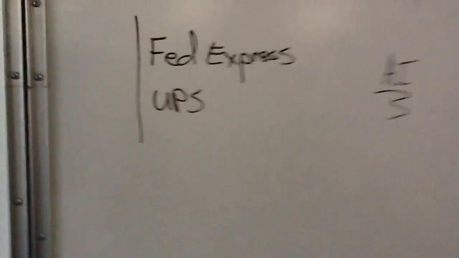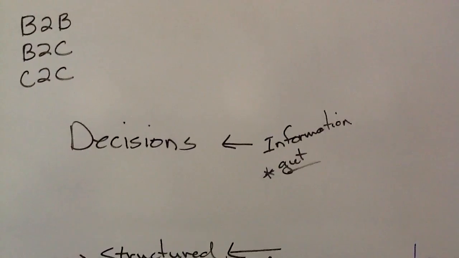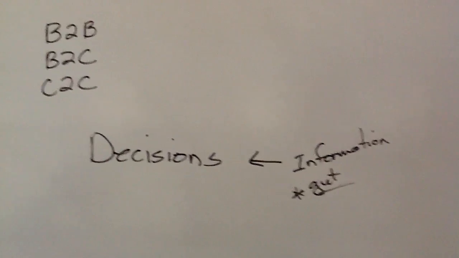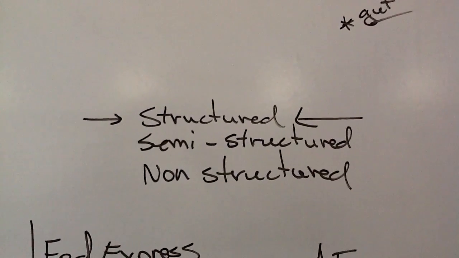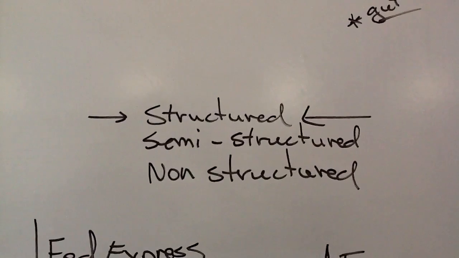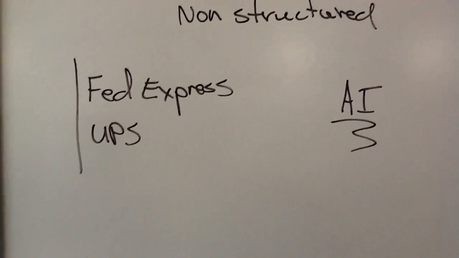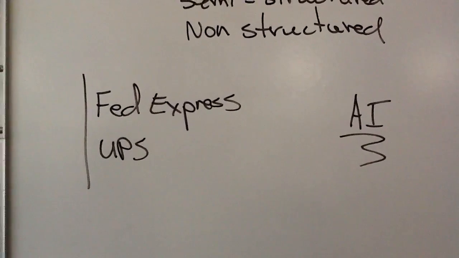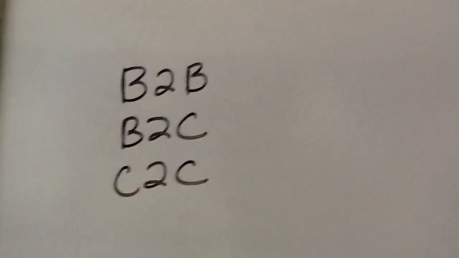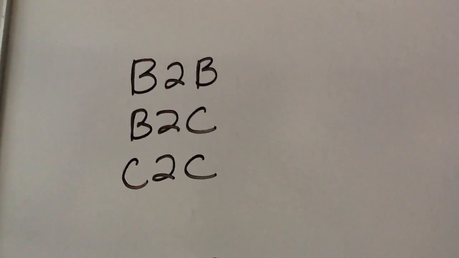We talked a little bit more about how computing decisions are made, information, and just on our gut reaction. We talked about the three different types of decisions: structured, semi-structured, non-structured. Talked a little bit about Federal Express, UPS, how they load the trucks to deliver the packages using some type of software to make that the most efficient. We went over business-to-business e-commerce, business-to-customer e-commerce, and customer-to-customer e-commerce.